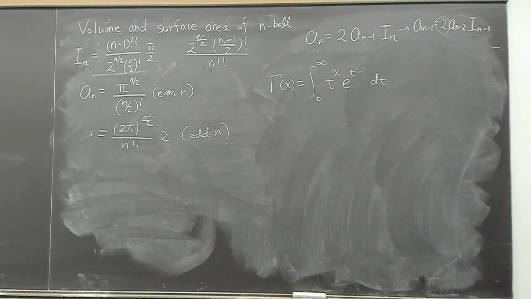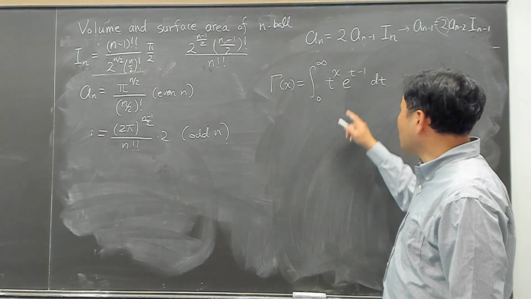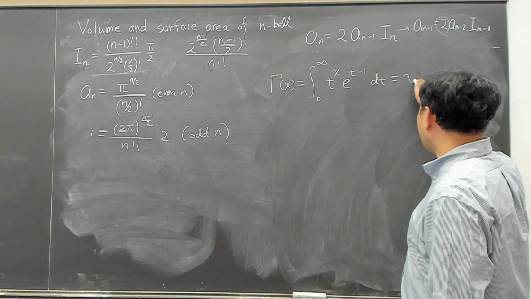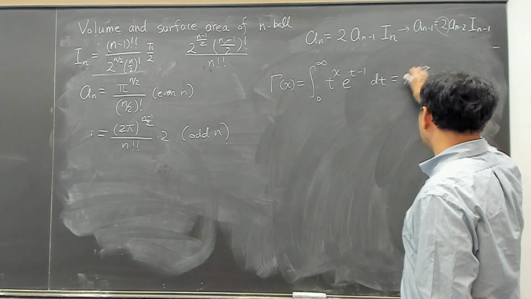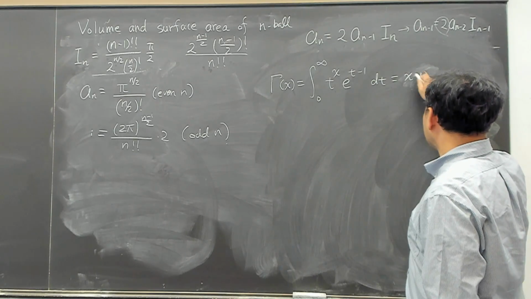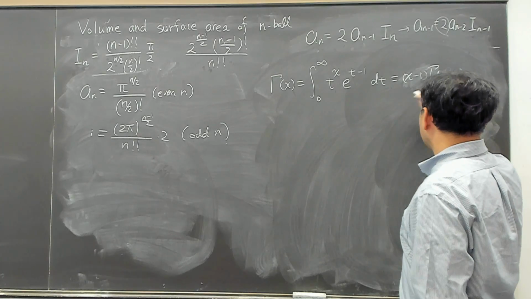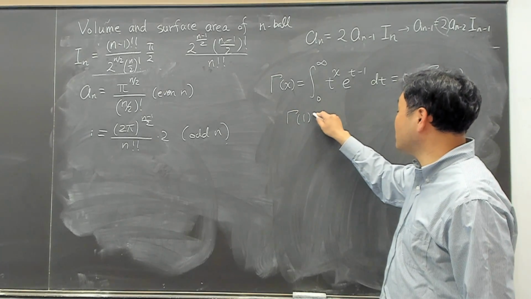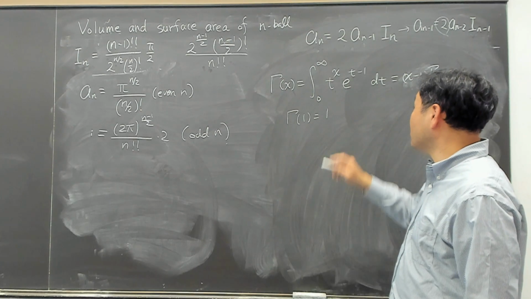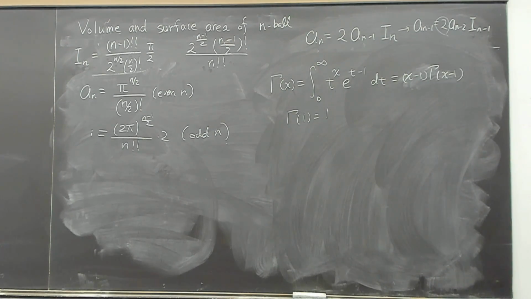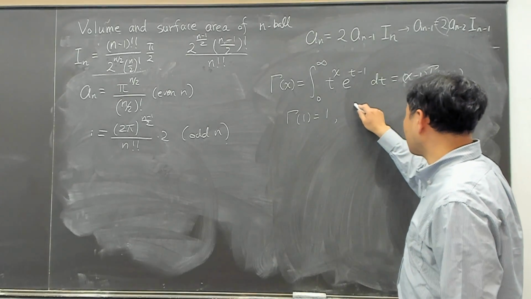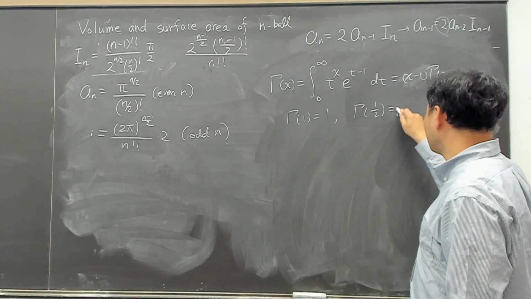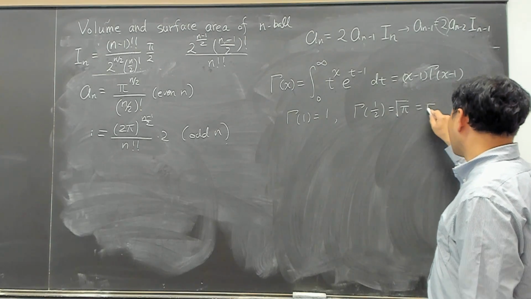It's a bit weird, but you can apply integration by parts to show that this is the same as x times gamma of x minus 1. Actually, no. x minus 1 times gamma of x minus 1. And moreover, that gamma of 1 is equal to 1. And these two properties can be used to show the following. Another thing is gamma of 1/2 is equal to square root of pi, or pi to the 1/2 power.